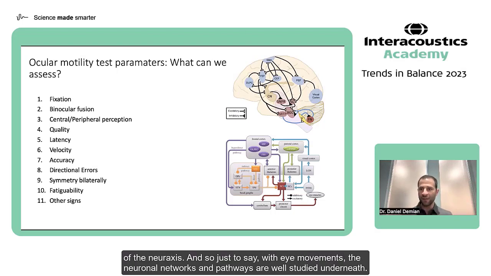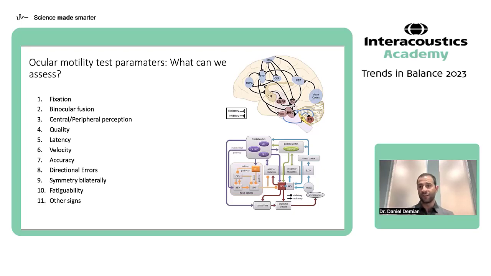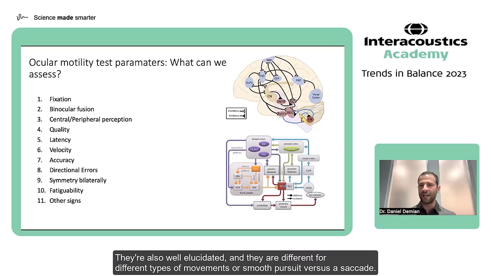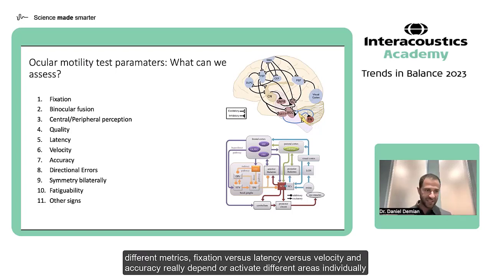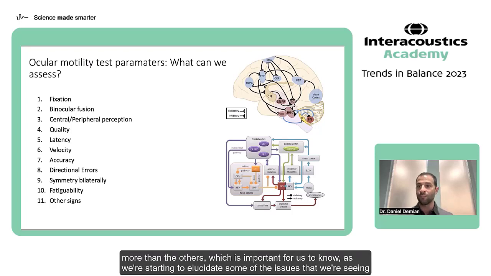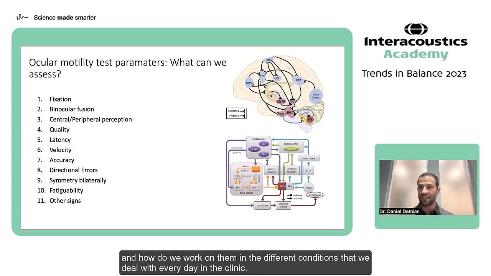And so just to say, with eye movements, the neuronal networks and pathways are well studied underneath. They're also well elucidated, and they are different for different types of movements, or a smooth pursuit versus a saccade, what direction it goes, which we're going to talk about later on, in horizontal versus vertical, but also in each of these different metrics, fixation versus latency versus velocity and accuracy really depend or activate different areas individually more than the others, which is important for us to know as we're starting to elucidate some of the issues that we're seeing and how do we work on them in the different conditions that we deal with every day in the clinic.